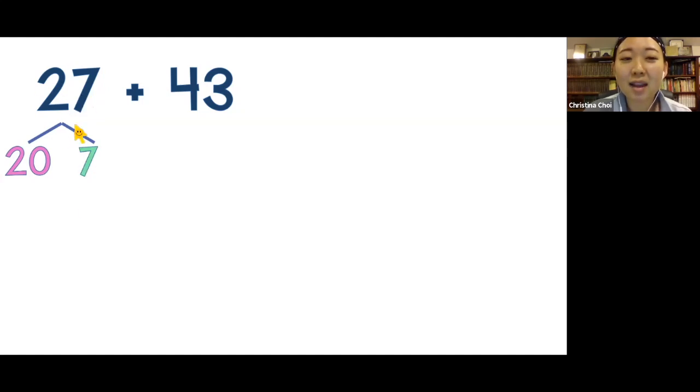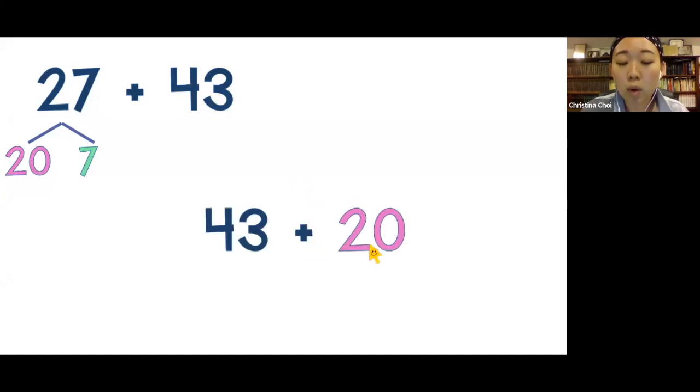Good job. Now, this one is a little weird because it's flipped. On the other examples, the smaller number was on the right, so it was kind of easier to see. But now we have to just go with the friendly tens, and 40, the big number. So we're going to add 43 and 20.